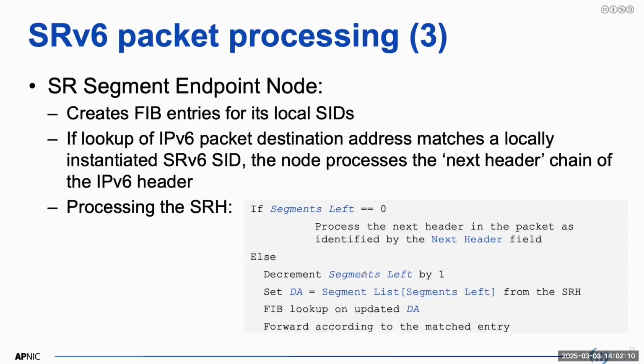The segment endpoint node, as we saw earlier, if it sees that the destination address is the same as its local address, and if the segments left is equal to 0, then it needs to process the next header, which is the upper layer header. Otherwise, it decrements the segments left by 1 and sets the destination address equal to the segment list entry. Maybe the segment list is showing position 1 or 2 or 3, so it will just move that address into the destination address field.